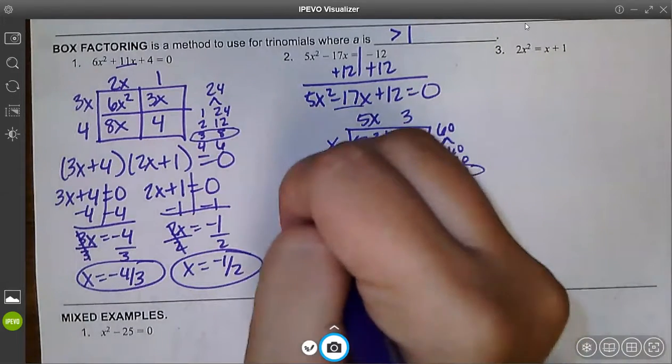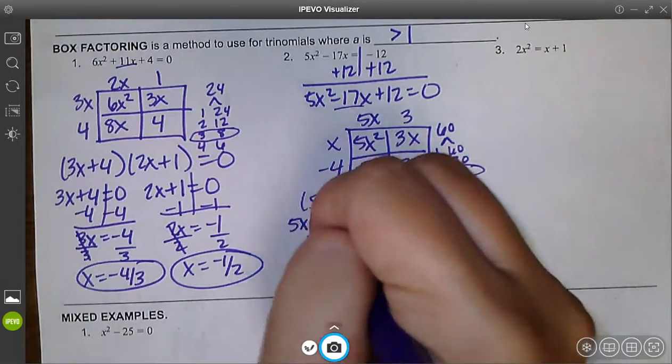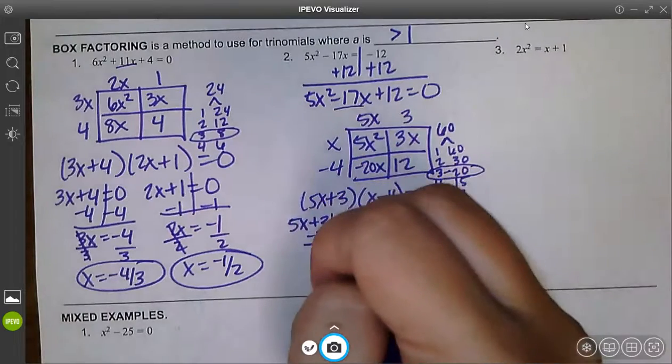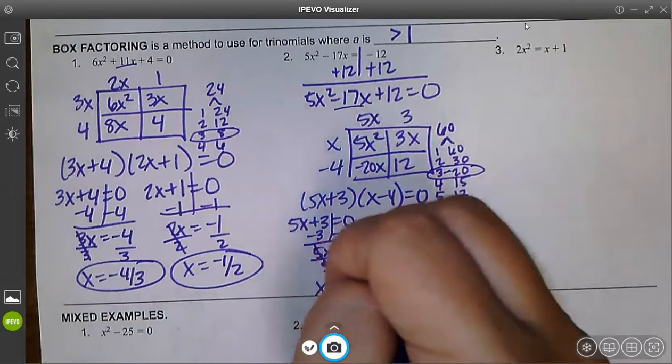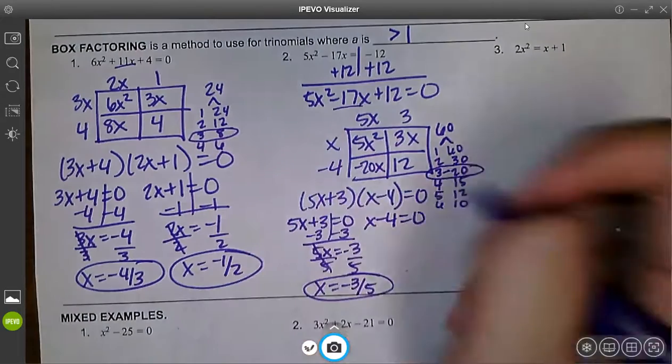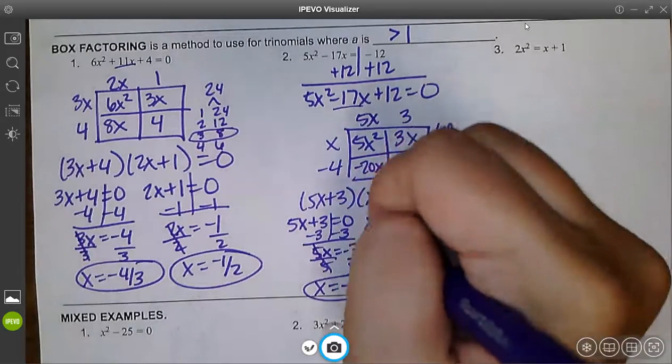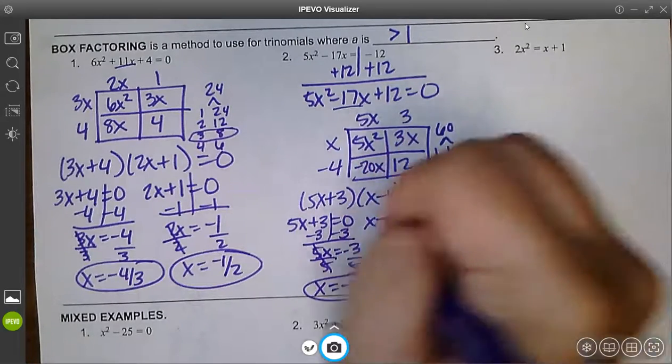Subtract 3 from both sides. 5x equals negative 3. Divide both sides by 5. X equals negative 3/5. Add 4 to both sides. X equals positive 4.